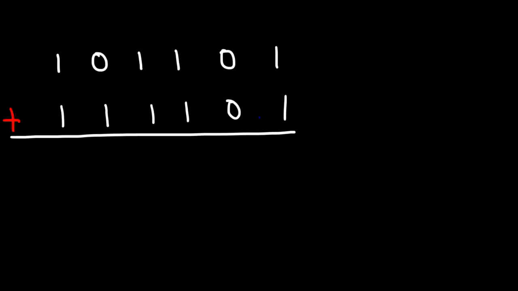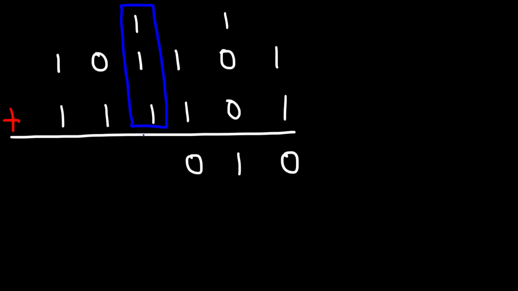So let's start from the first column on the right side and work our way towards the left. 1 plus 1, we know that it's going to give us 0, but we need to carry over a 1 to the next column. 1 plus 0 is going to be 1. And then in the third column, we have 1 plus 1, which is 0, but we got to carry over a 1. Now for the fourth column, we have three 1s.